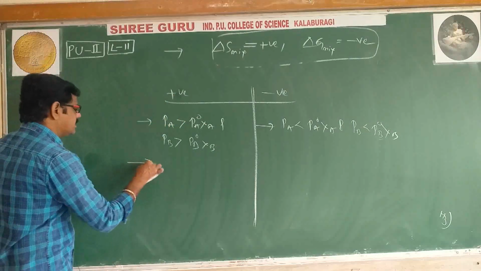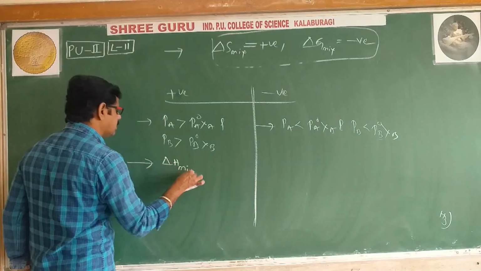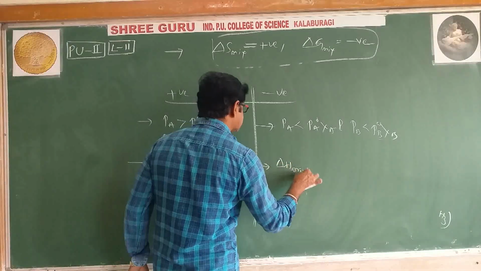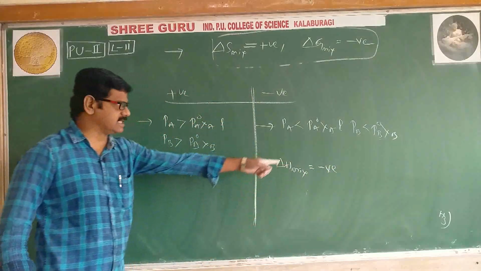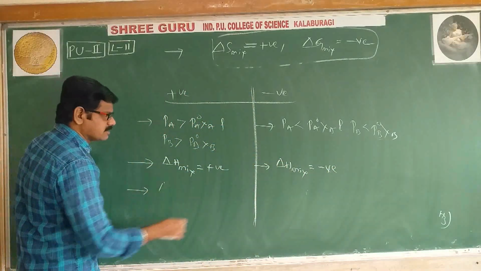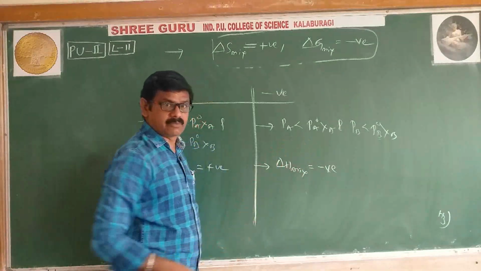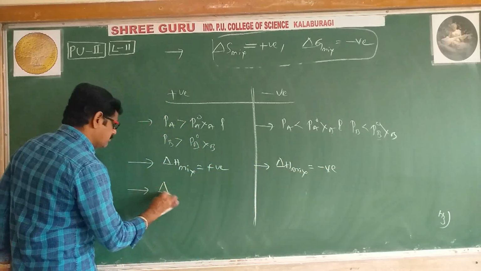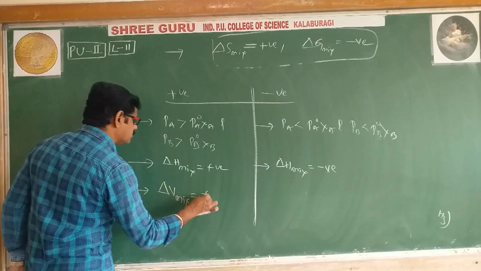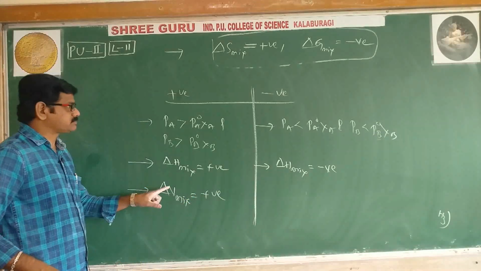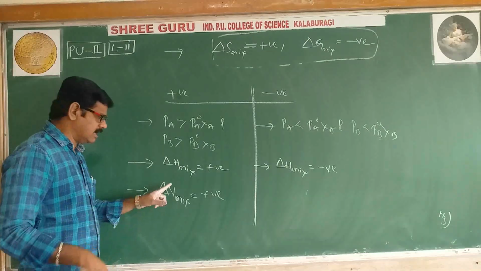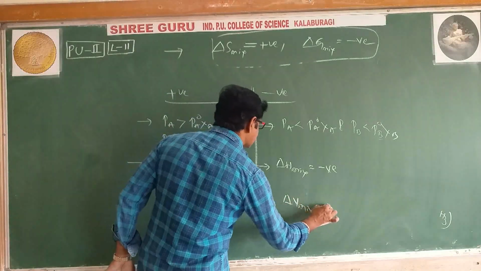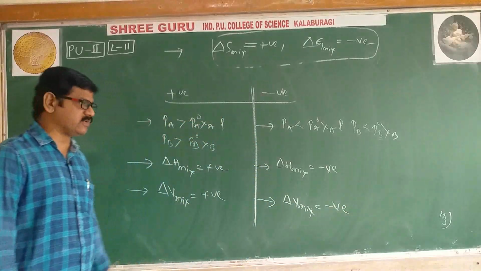Next, here delta H mixture is positive. Here delta H mixture is negative, because after mixing, more energy is released. Now we'll see the volume. Delta V mixture is positive: in case of positive deviation, after mixing, volume increases. Here, after mixing, volume decreases because of more attraction forces.